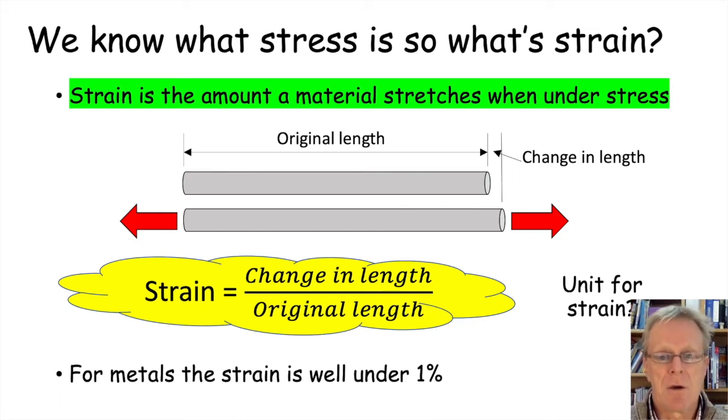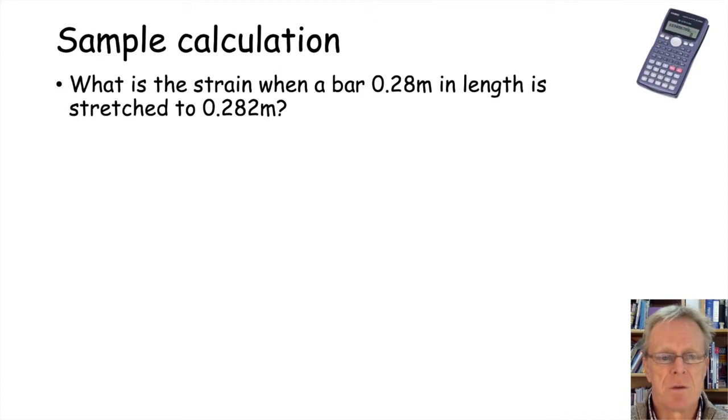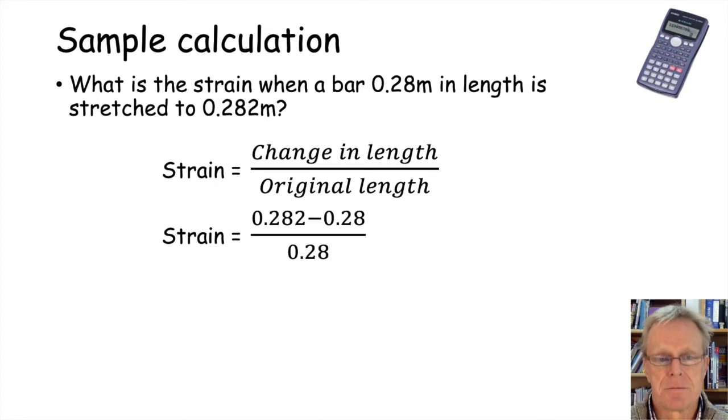So let's go into a calculation using this. So we've got a situation here. What's the strain when a bar 0.28 metres in length is stretched to 0.282 metres? So we've got our strain equation there, change in length divided by the original length. So we need to find the difference between 0.282 and 0.28, which is 0.002, divided by 0.28, gives you a strain in this case of 0.00714.